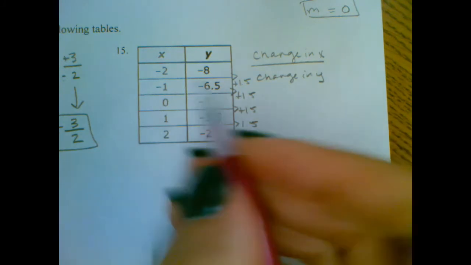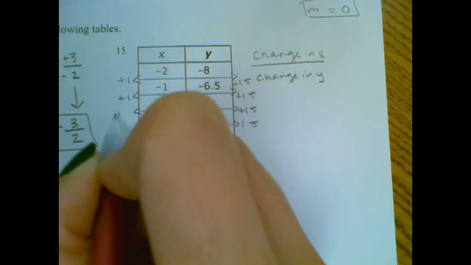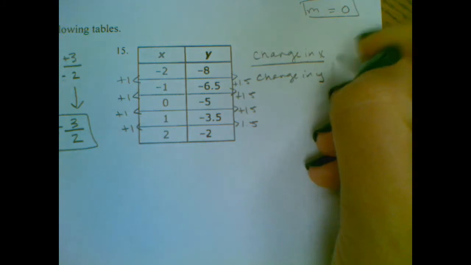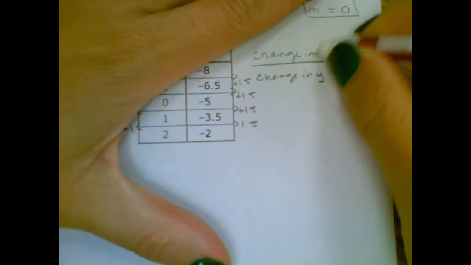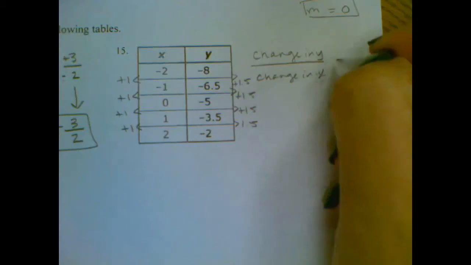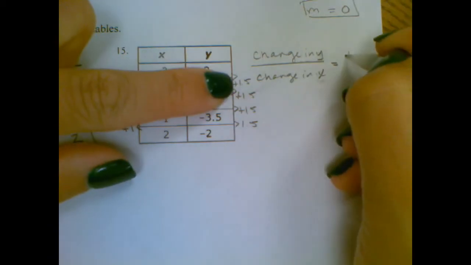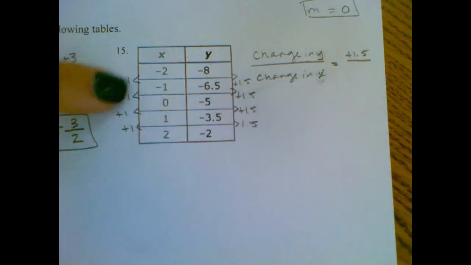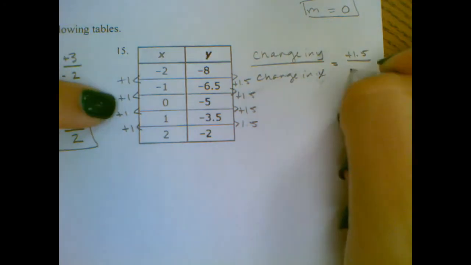So that's our change in y. Let's look at our change in x. Looks like here I add 1, and this is consistent as well. So if we look at our, oops, I got these messed up. Change in y over change in x. Okay, so our change in y is a positive 1.5. Our change in x is a positive 1.